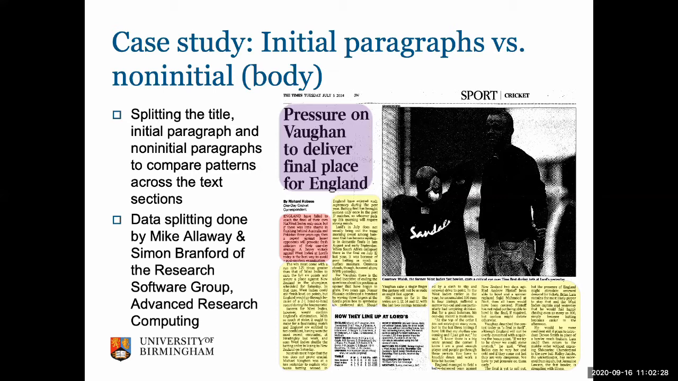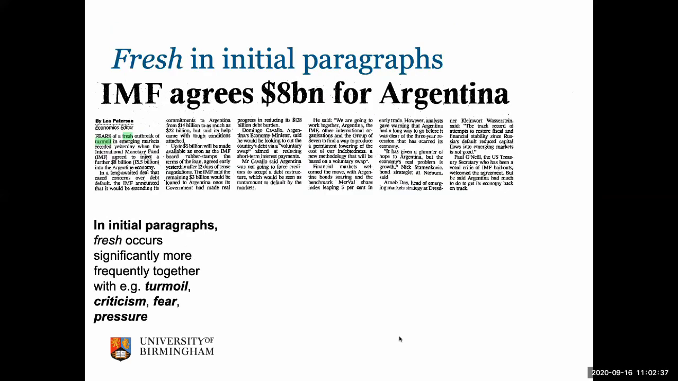And this is quite interesting because we now can compare the textual patterns between these sub-data sets, subsets. One interesting thing that we found so far is that in initial paragraphs, the adjective fresh occurs significantly more frequently together with words like turmoil, criticism, fear, pressure. So these negative words.